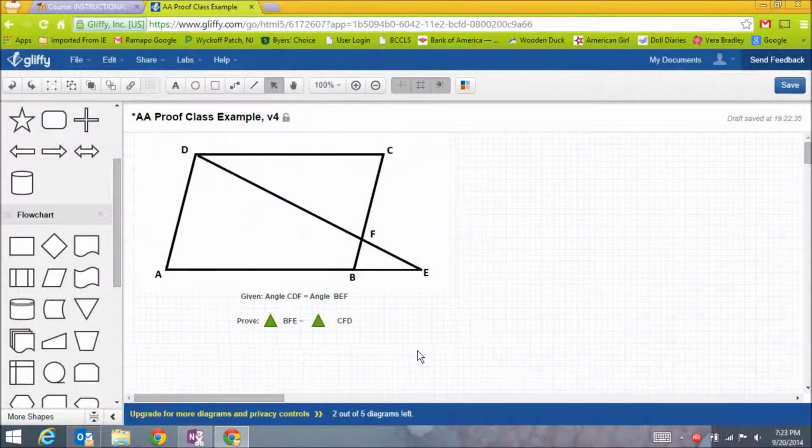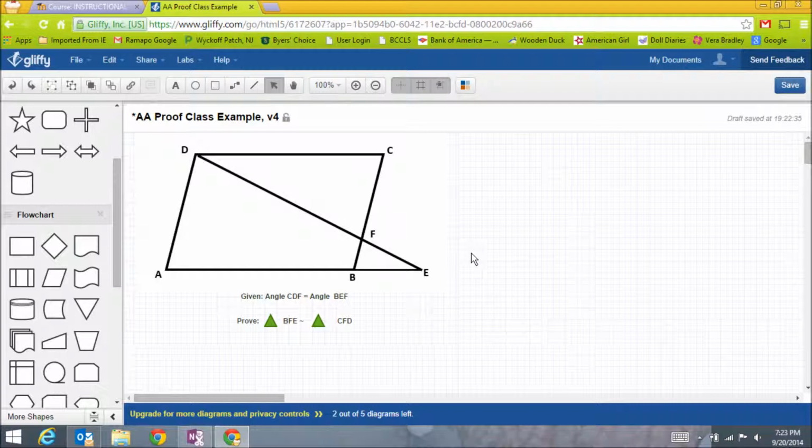Let's practice a proof of similar triangles. In this proof of similar triangles, we are going to be following the typical geometry proof method, where we are given a diagram along with some preliminary information and directions about what we're going to prove. And in this example, we're going to want to prove that triangle BFE is similar to triangle CFD.